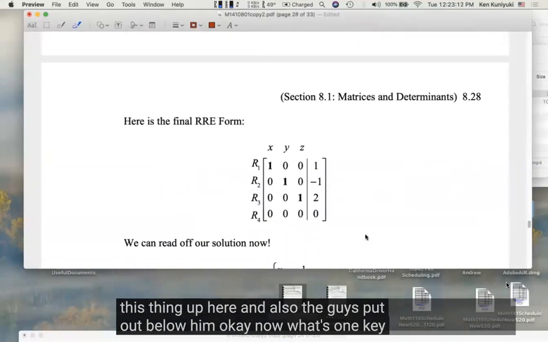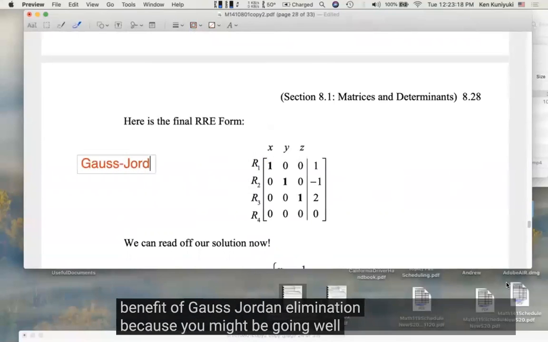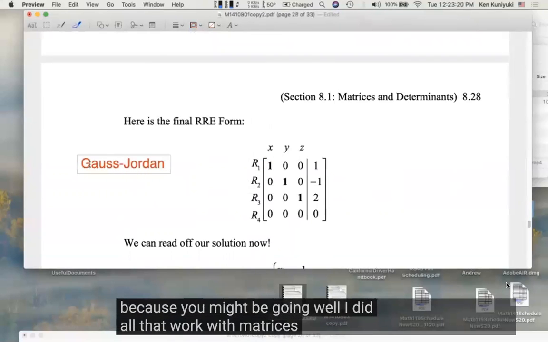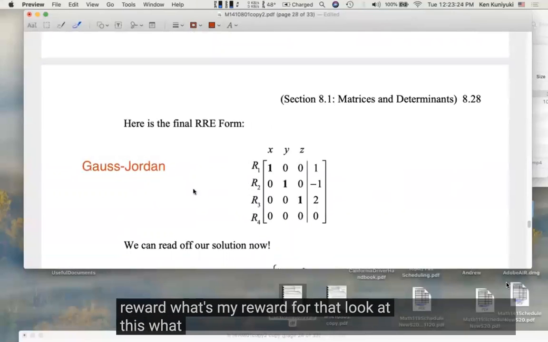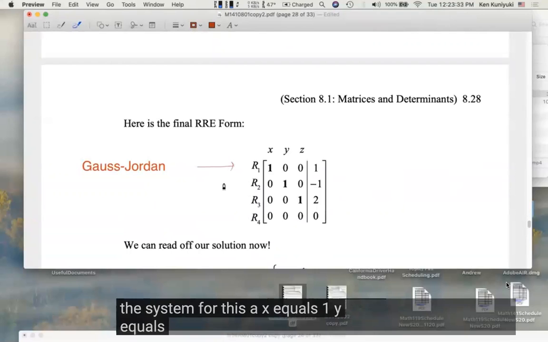Okay, now what's one key benefit of Gauss-Jordan elimination? Because you might be going, wow, I did all that work with matrices. What's my reward? What's my reward for that? Look at this. What's your system? Write the system for this. x equals 1, y equals -1, z equals 2.